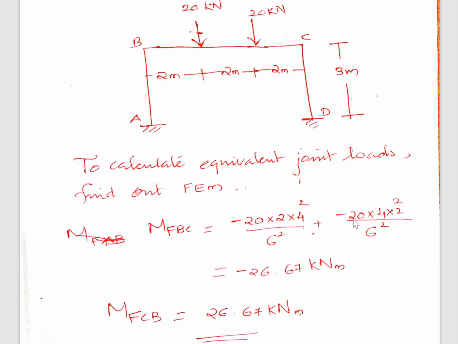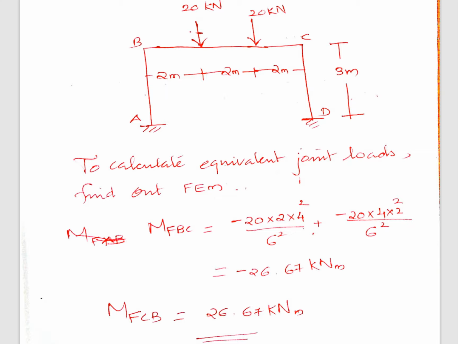So the total M of BC is equal to minus 26.67. And M of CB also we can calculate similarly, but the sign is positive. Now we got the value of fixed end moments M of BC and M of CB. Now we have to reverse the signs. M of BC is equal to minus 26.67.